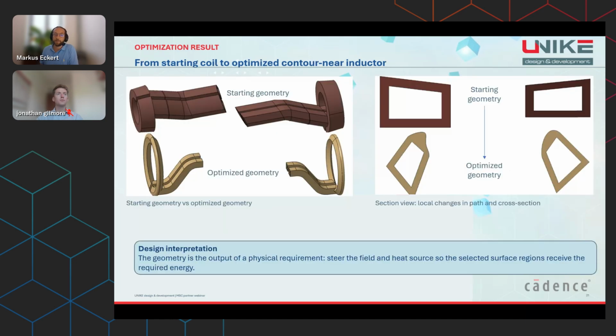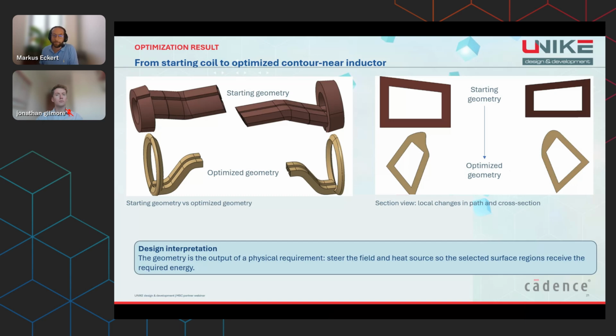Here, we see the difference between a starting geometry and an optimized continuous inductor geometry. The important part is the interpretation. The shape is not arbitrary and is not merely an aesthetic CAD result. It emerges from the requirement to guide the electromagnetic field so that the desired surface regions receive the right energy. Local changes in path, cross-sections, or distance change the field concentration and therefore the temperature response. At the same time, the geometry must remain inside the manufacturing window.